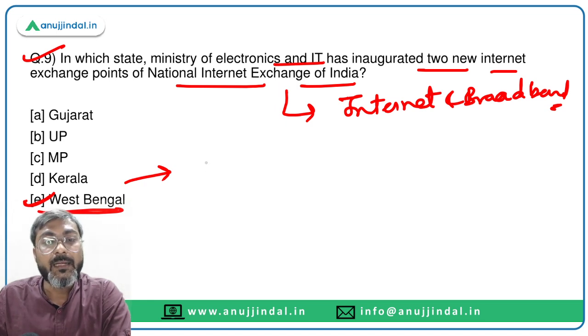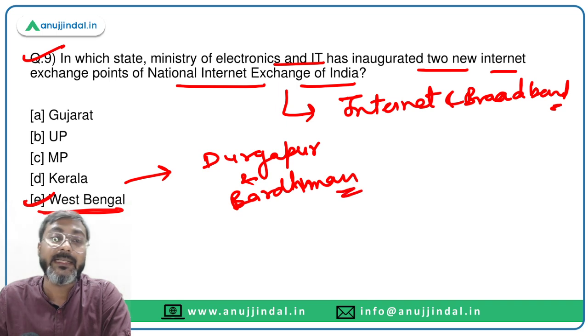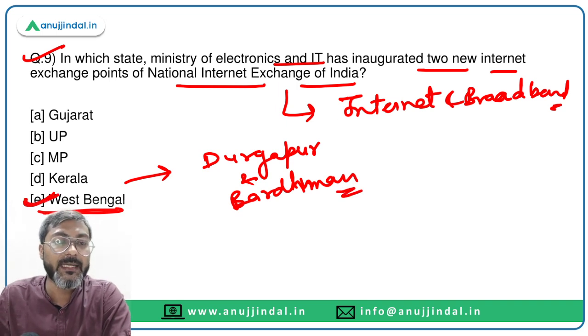So these are Durgapur and Bardhaman. Where in West Bengal? Durgapur and Bardhaman. These are the 2 places where these 2 internet exchange points have been launched, right? Option E is the correct answer.